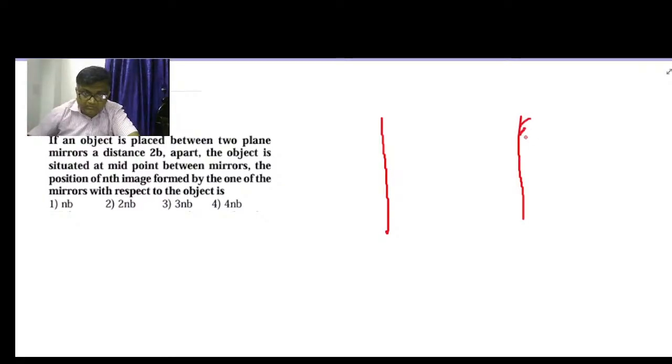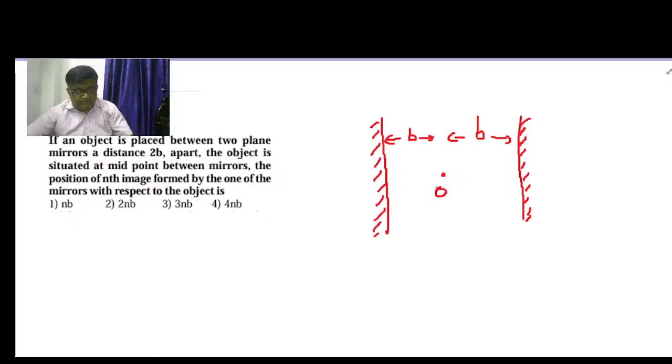So say this is the silvering part. This is the silvering part, and the point is kept. An object is kept in the mid between these two. The 2 plane mirrors are separated by 2b. So you can say that this distance is b and this distance is b. Now this is the location of the object.